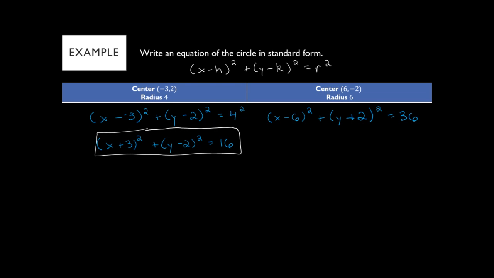Write your equation, and you're done. Because it's simple enough math. If it was a larger number than 6 that I had to square, like if I had to square like 21, I would definitely use my calculator, but I know 6 squared, so I can just do that in my head, and I have my equation.